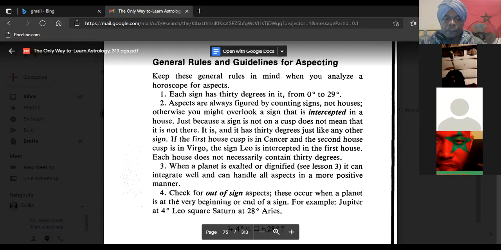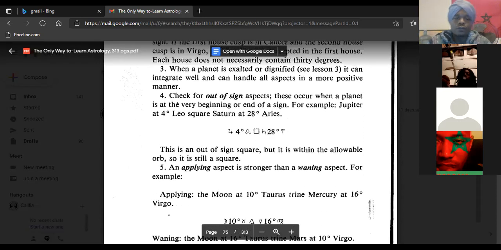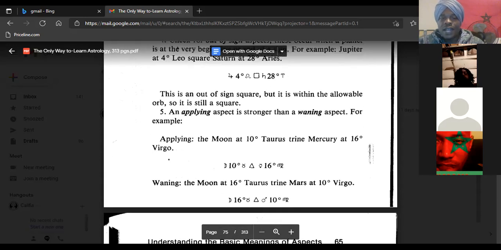3. When a planet is exalted or dignified, see lesson 3. It can integrate well and can handle all aspects in a more positive manner. 4. Check for out of sign aspects. These occur when a planet is at the very beginning or end of a sign. For example, Jupiter at 4 degrees Leo square Saturn at 28 degrees Aries. This is an out of sign square, but it is within the allowable orb, so it is still a square.